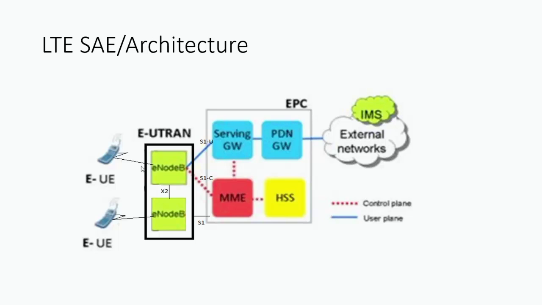Now what are these entities? MME stands for Mobility Management Entity. HSS stands for Home Subscriber Server. SGW stands for Serving Gateway. PGW stands for PDN Gateway, and the entity outside the EPC is the External Network. That means our EPC has the main databases, and eNode B is connected to the MME and SGW, and SGW is connected with PGW, as you can see in the figure, and PGW is connected to the external network.